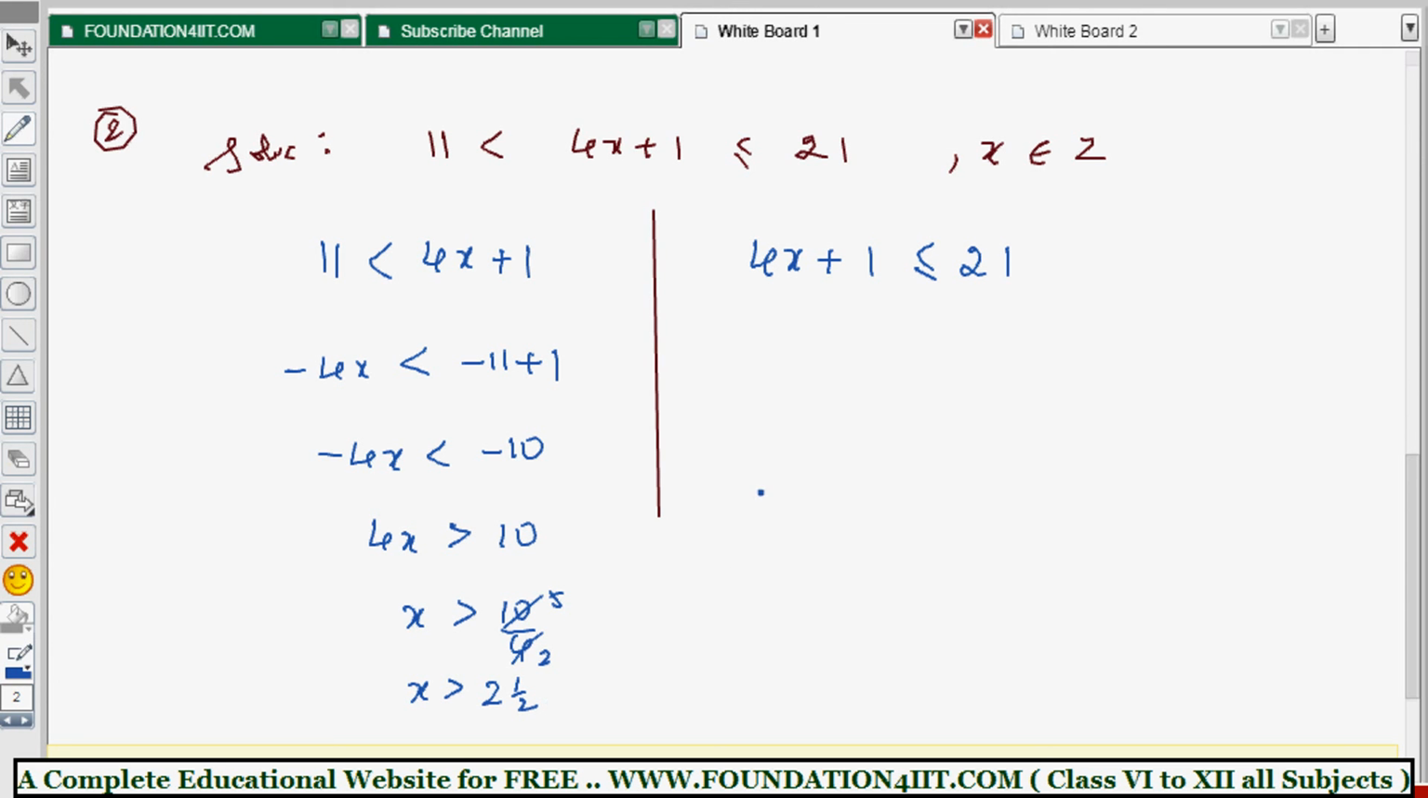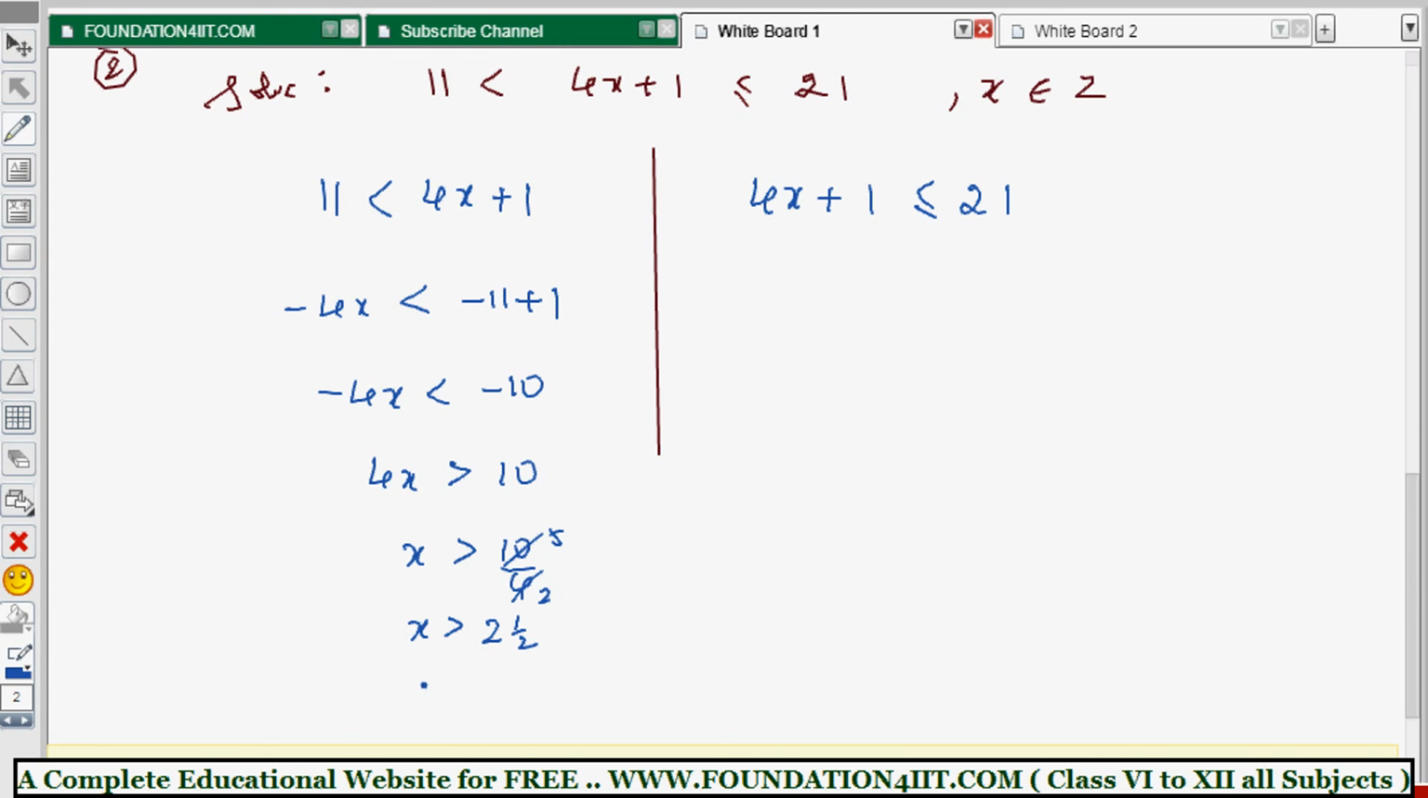So finally x is greater than 2.5. This is one case. Let it be equation 1. Now the second: 4x plus 1 is less than or equal to 21. So it's plus 1, right? So minus 1 on both sides.